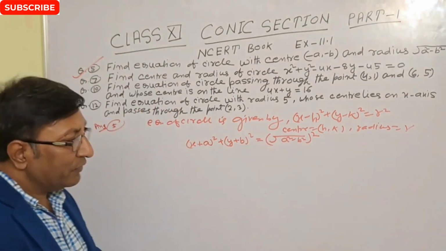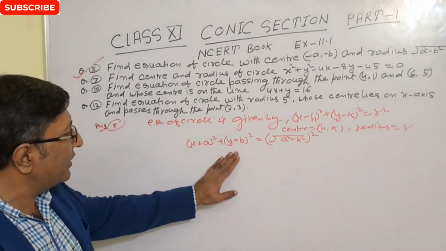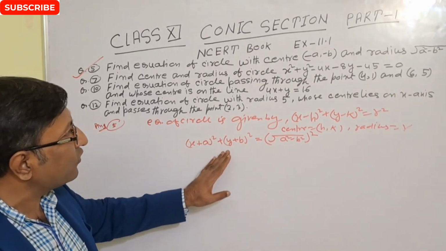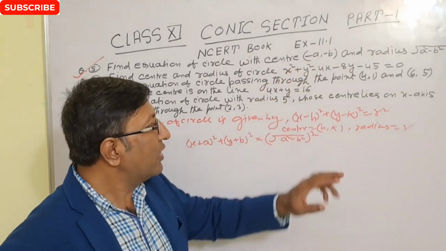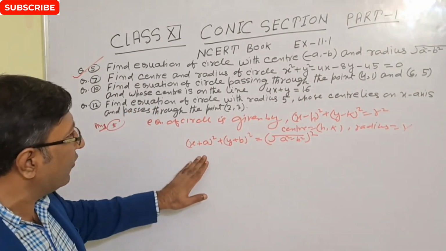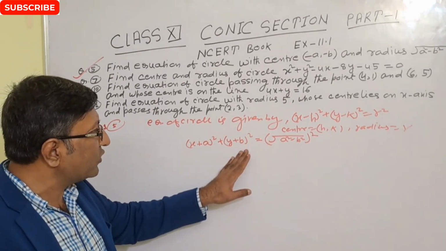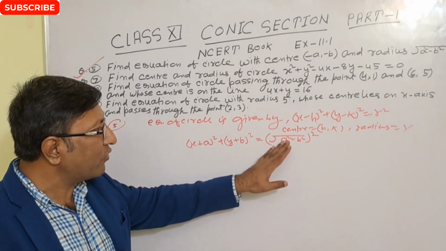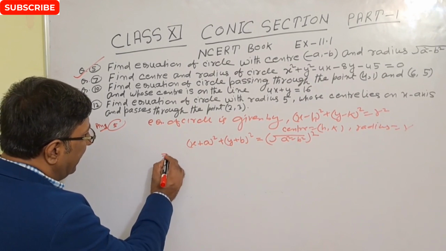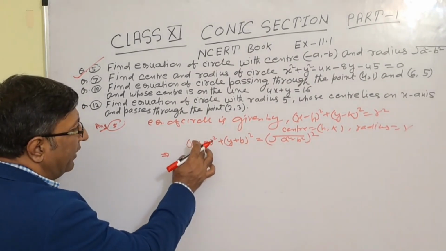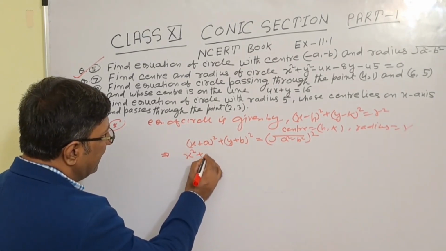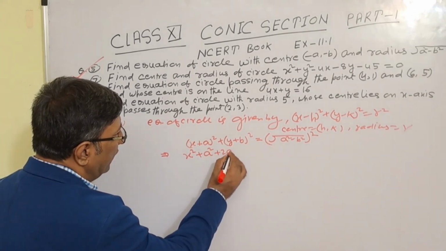R square. So this is x minus h whole square plus y minus k whole square equal to r square, where hk center. So here center given -a -b. So put value of h -a and value of k -b. So x plus a whole square plus y plus b whole square equal to root of a square minus b square whole square. Now everyone knows a plus b whole square is a square plus b square plus 2ab. So this is x square plus a square plus 2ax, right?